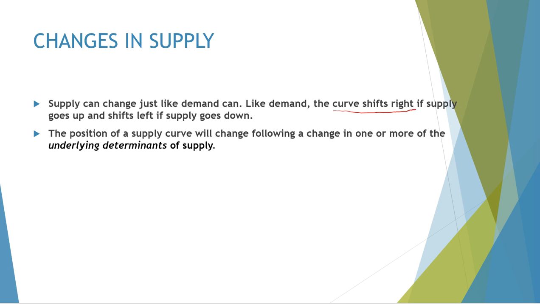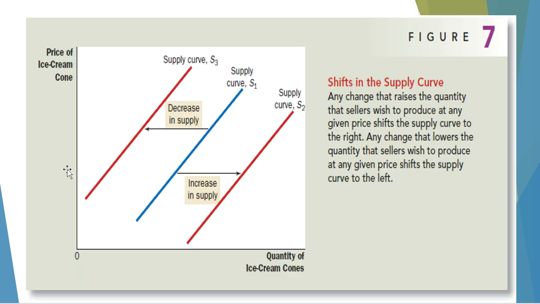So, at any given price, sellers are now willing to produce a larger quantity. The supply curve of ice cream now shift to the right. Okay, shift to the right. Contohnya macam kat sini. Supply of ice cream. Okay. Dalam figure ni kita tengok, sini dia menunjukkan shift of supply.